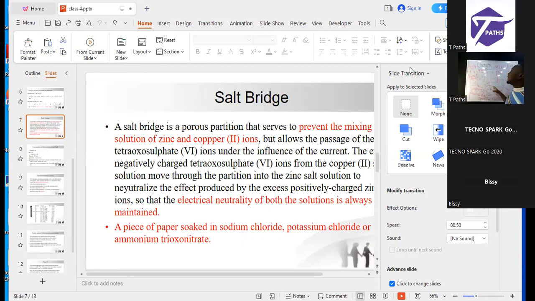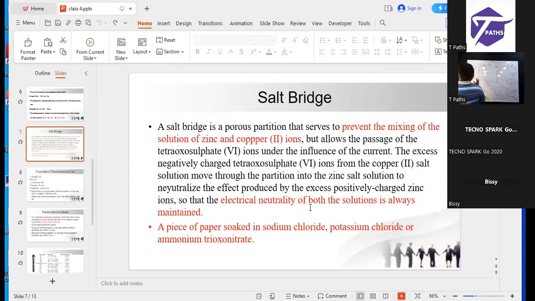The two beakers are creating what they call a connection between the anode and the cathode. And what is the salt bridge? What is its main work here? So that's why you need to understand what a salt bridge is.